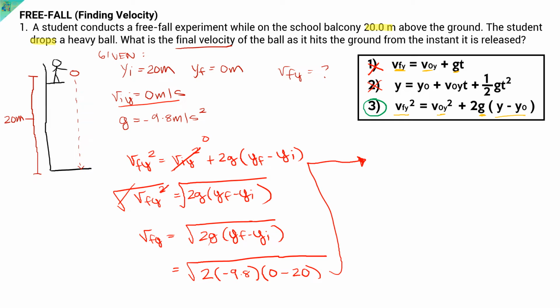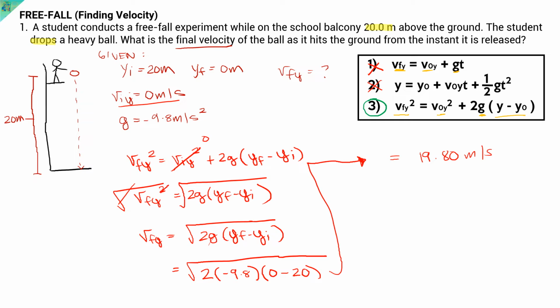Square root of 0 minus 20. Okay, the answer here would be 19.79. Okay, so we have 9.798. So I think it's safe to say that it's 19.80 meters per second, since we're searching for the final velocity.